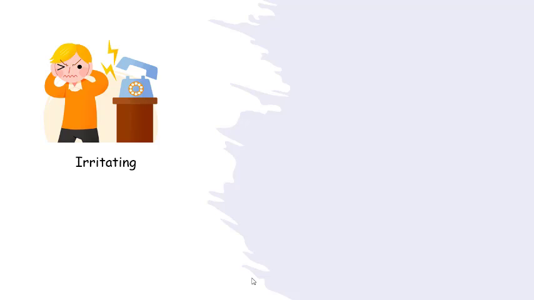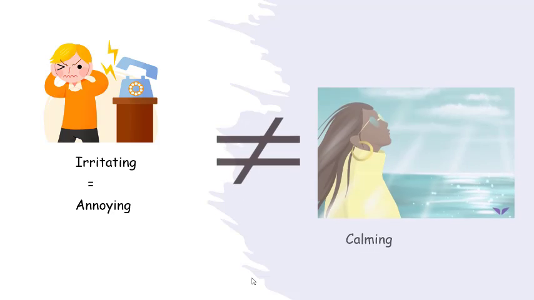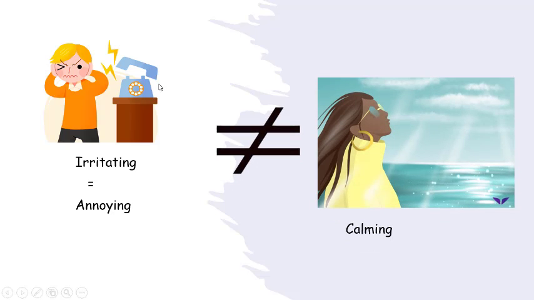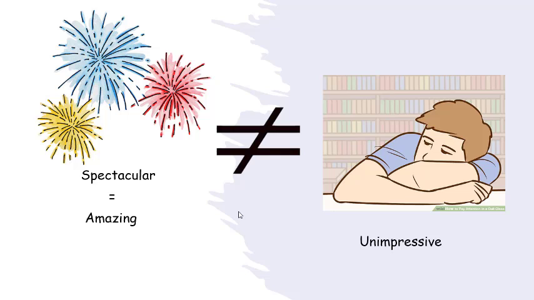Let's see the next word, irritating. And the synonym of irritating is annoying. But the antonym of irritating is calming. The telephone is irritating, while here the sea is calming. Let's see the next word. Spectacular. And the synonym of spectacular is amazing. But the antonym of spectacular, unimpressive. Like here, he didn't see anything spectacular, so this is unimpressive. Let's see the next word.